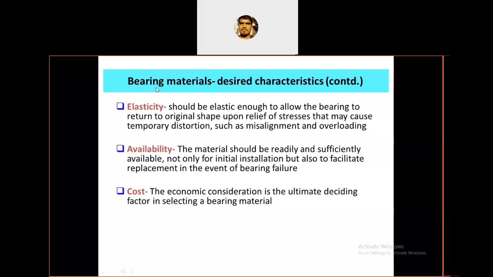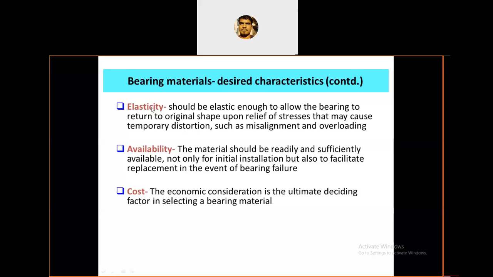Okay. So next properties are elasticity, availability and cost. Elasticity means we already know that by application of load the material will deform, and by removing the load it will regain its original size and shape. It is called an elastic material. So here also our bearing material should be an elastic material. By application of load it may deform, and by removing the load it should regain its original size and shape.